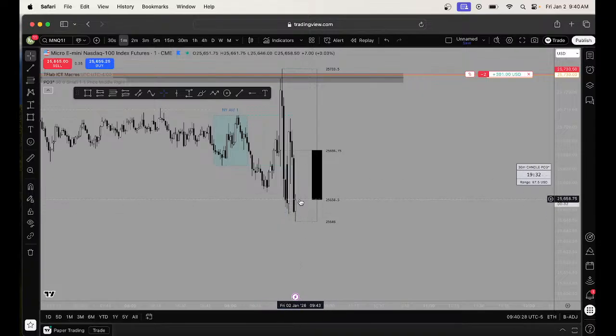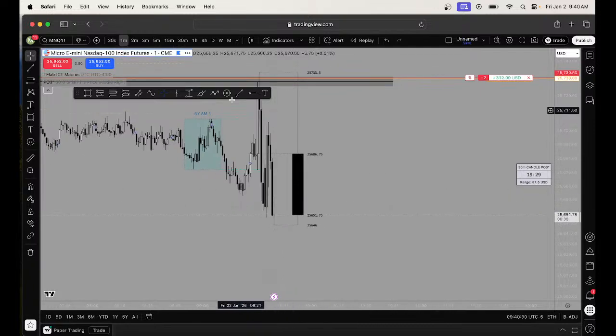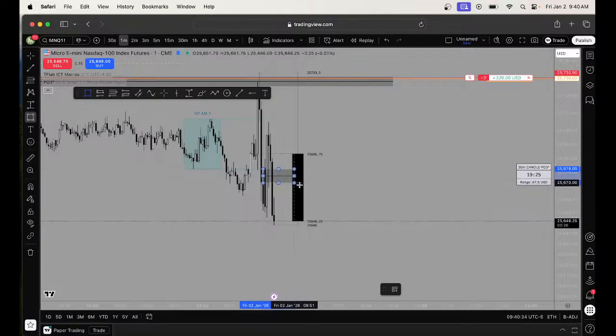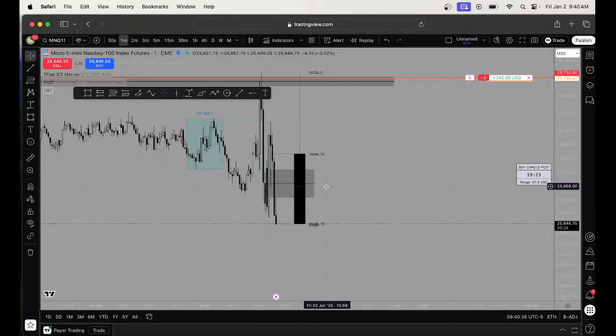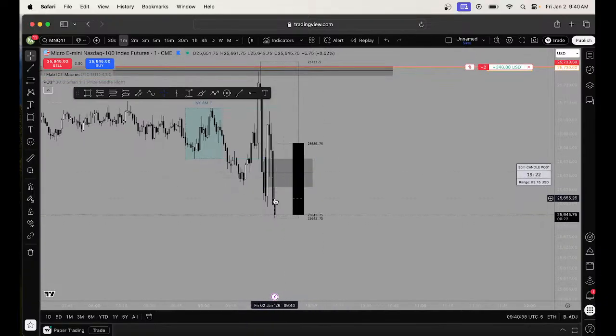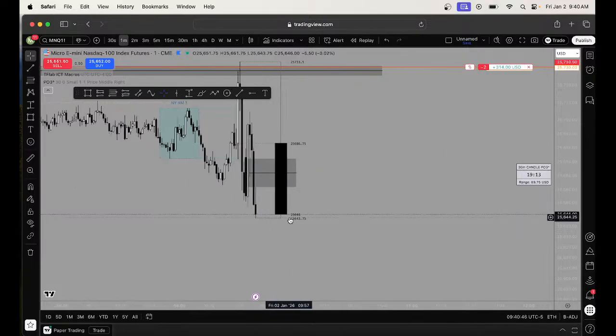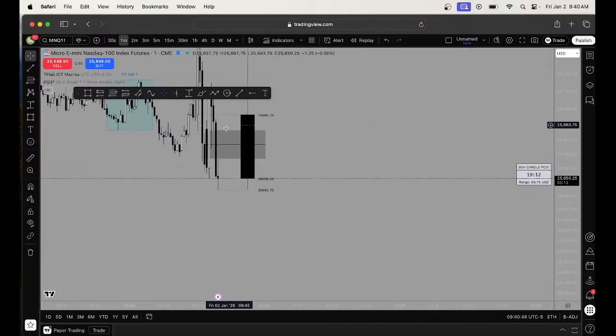But again, for the pullback, if it were me, I'd enter right here at the midpoint. Or if you miss this move right here, what I would do is wait for the 30 minute candle to wake up, and see a small rejection, something like this.